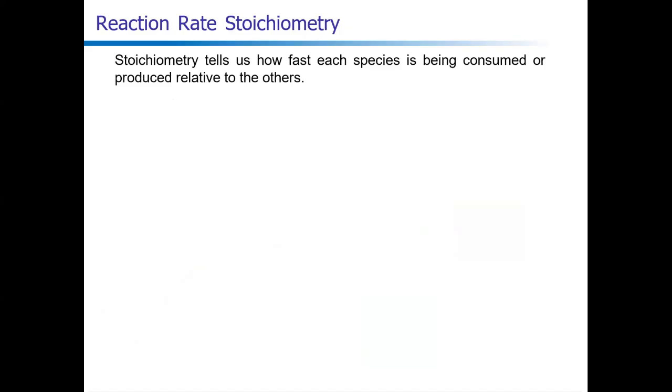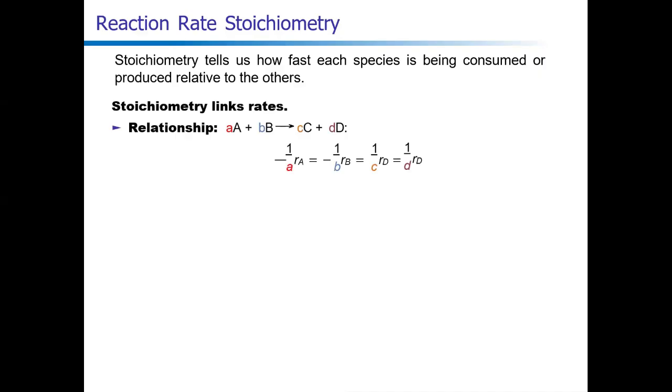Let's connect stoichiometry, the ratios in chemical equations, with reaction rates. Stoichiometry doesn't just tell us how much product we get from a reaction, it tells us how fast each species is going to be consumed or produced, relative to the others. In a chemical equation, where a moles of A reacts with b moles of B to form c moles of C and d moles of D, the rate at which each species changes is related to its stoichiometric coefficient.